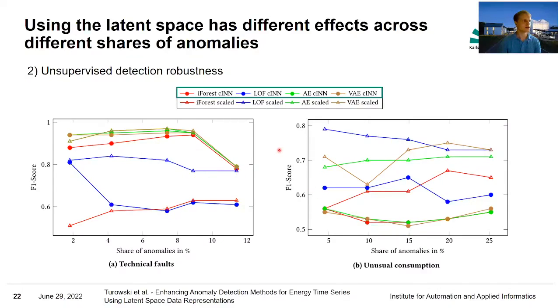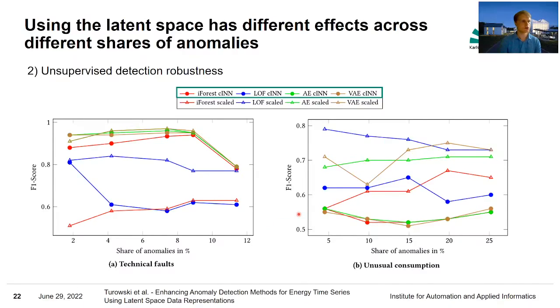And what we see here for the technical faults on the left is that the CINN latent space representation performs better for the iForest, similar for the autoencoders, and lower for the LOF. And for the unusual consumption on the right, the F1 scores of the CINN latent space data representations are lower across all shares of anomalies.